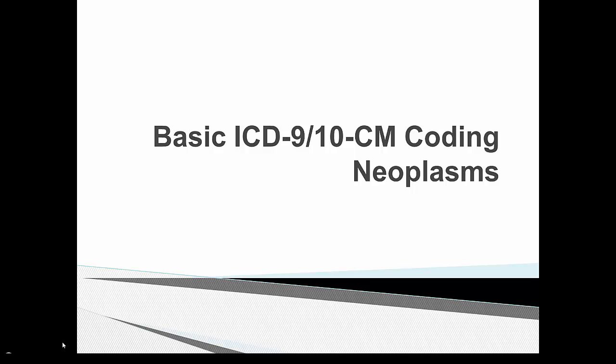Neoplasms are covered in Chapter 4 of your textbook, pages 152 to 162. Page 153 has a partial table for ICD-9 neoplasm coding. Please bookmark it, as we will be looking at it a little bit later on. Page 154 also has a partial neoplasm table for ICD-10.